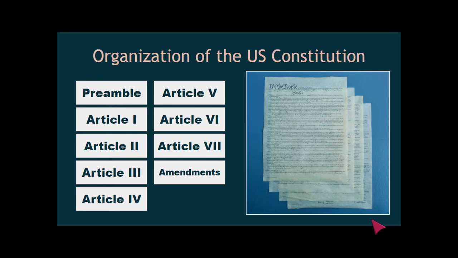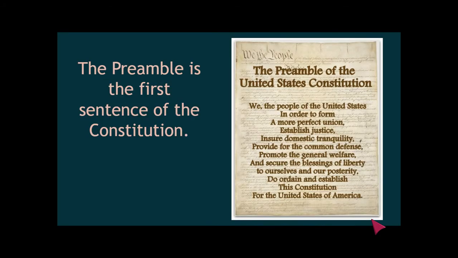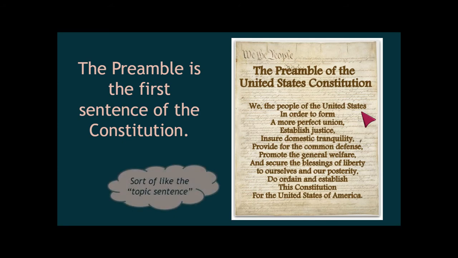Today, we're going to focus on the preamble, and I want to look directly at how preamble has that prefix pre. Remember, pre at the beginning of a word indicates that it's before, and the preamble is before all of the other articles and sections in the Constitution. The preamble is the first sentence of the Constitution, and it's written here on the screen. It's sort of like the topic sentence, if you were going to think about it like in language arts. It's like the topic sentence of the Constitution.